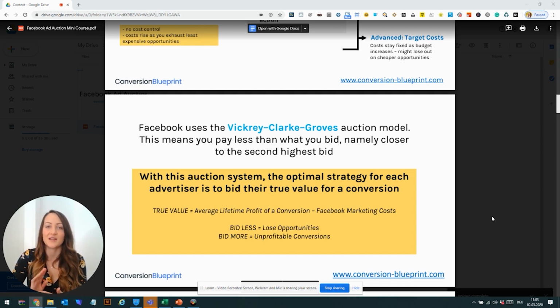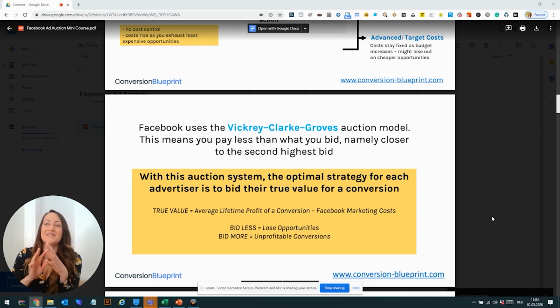Don't forget, you need to take into consideration your customer lifetime value because that is completely different. The value of a conversion for you is completely different if you have a one-time product, maybe even a drop shipping product where you don't have a brand and upsells around, than when you have, for example, a subscription product where you get a recurring revenue every month. So your average lifetime profit of a conversion minus the Facebook advertisement costs is your true value. That's what you need to bid. If you bid less, you lose opportunities. If you bid more, you will have unprofitable conversions.